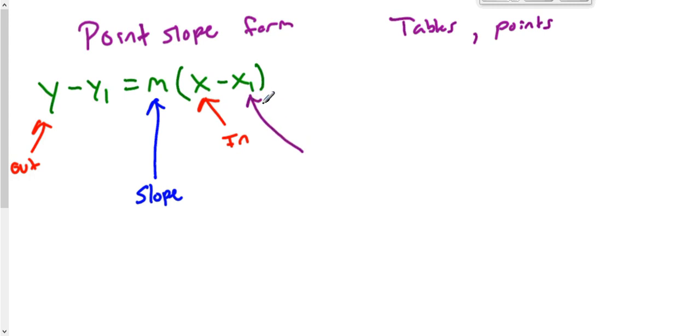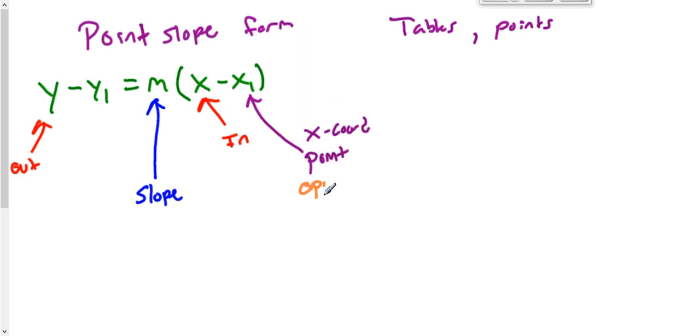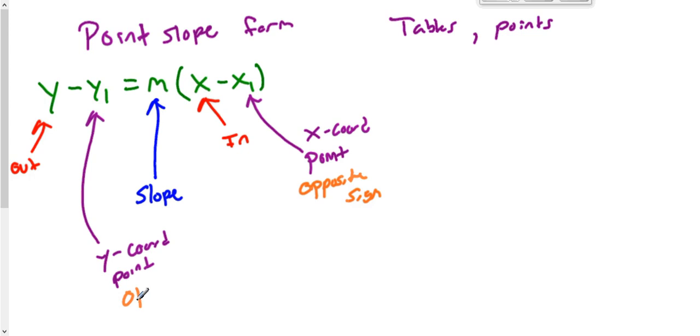X1 over here is just part of a point. And it's the x-coordinate of the point. The thing we have to be cautious of is we have to take the opposite sign of this point. The same thing for the y1. This is the y-coordinate of our point. Once again, has to be the opposite sign.